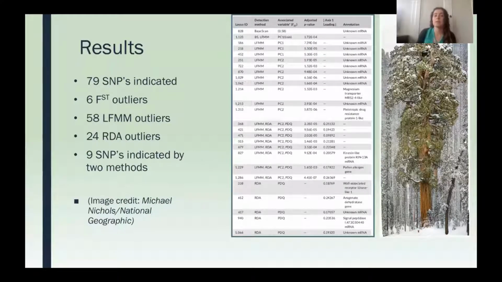So we found 79 SNPs as outliers. Six of these were FST outliers, and here the FST values range between 0.55 and 0.72. So these are quite high FST values. Our LFMM suggested 58 outliers. With RDA, our redundancy analysis, we found 24 outliers. And 9 SNPs were indicated by both methods. Now, of these 79 SNPs that were outliers, 19 of them had functional annotations when we blasted them, so to speak.